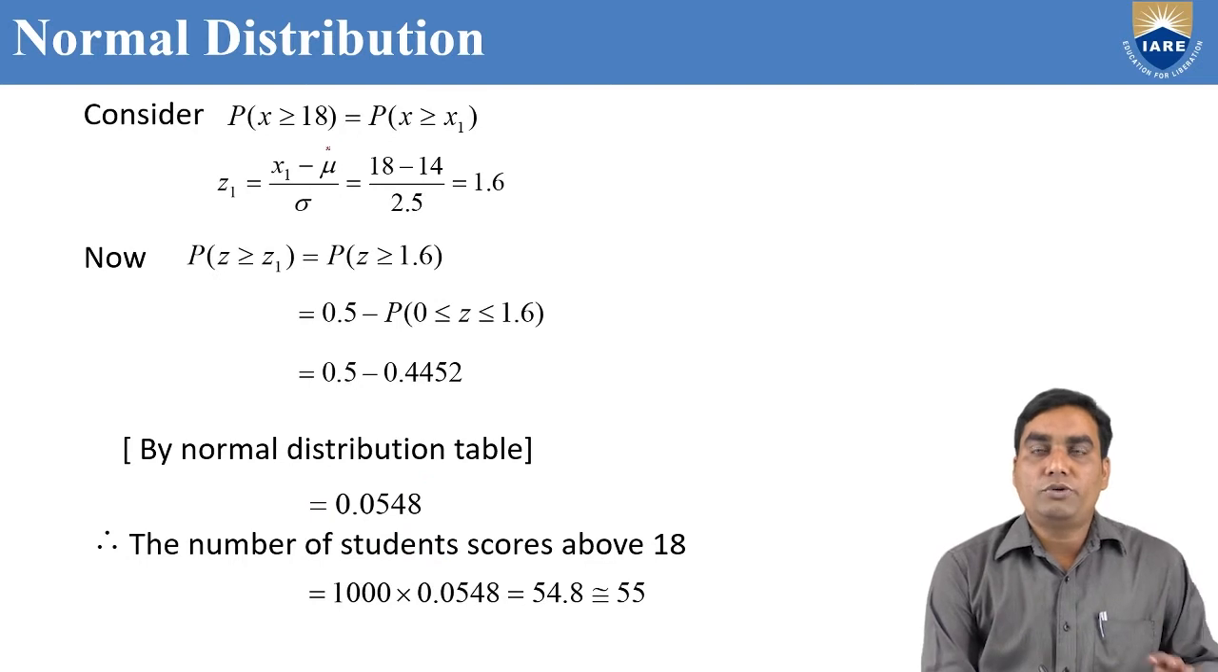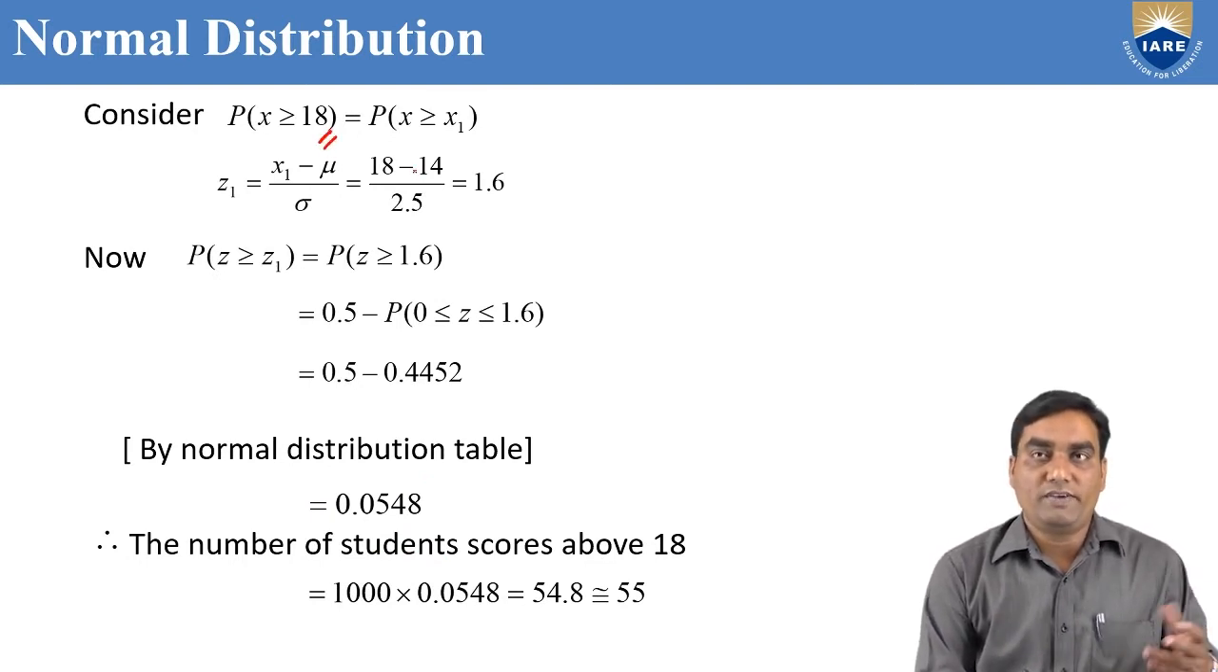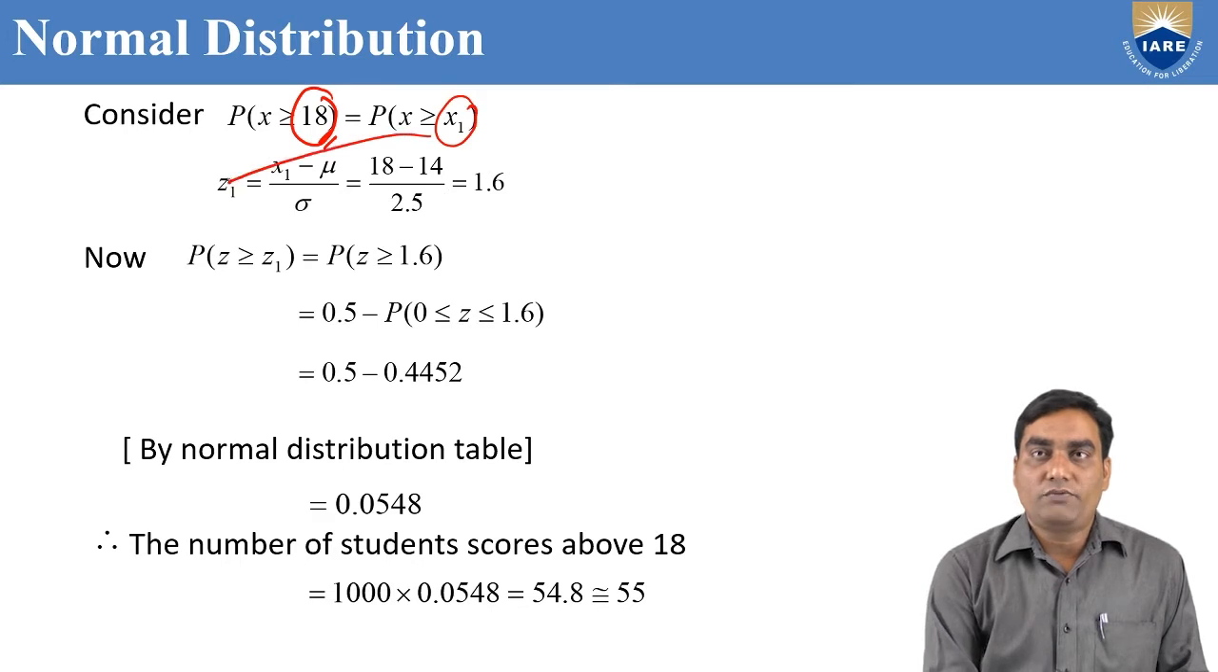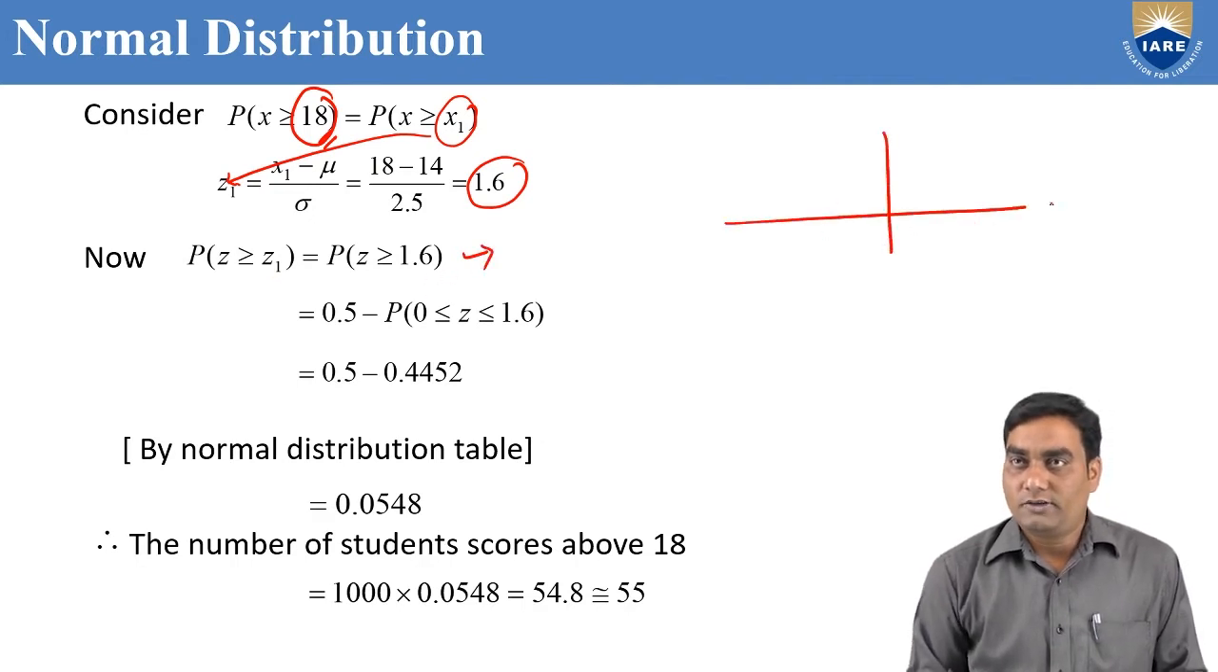Now, how many students score more than 18? First you can find out the probability of x greater than or equal to 18. We have only one value, so we can indicate it with x1. Convert it into the form of z1. So z1 also you get 1.6. So we need to find out P of z greater than or equal to 1.6. You can draw the normal curve.